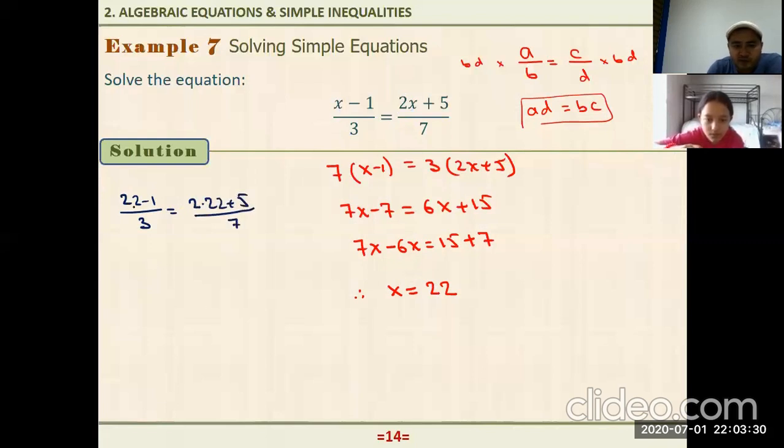If you simplify this, 22 minus 1 is 21, and 21 over 3 is 7. Equals 2 times 22, which is 44, plus 5 is 49, and 49 divided by 7 is 7. So these two things are equal, right? That means that is a solution. If you substitute anything else, this thing will never be equal to this thing.